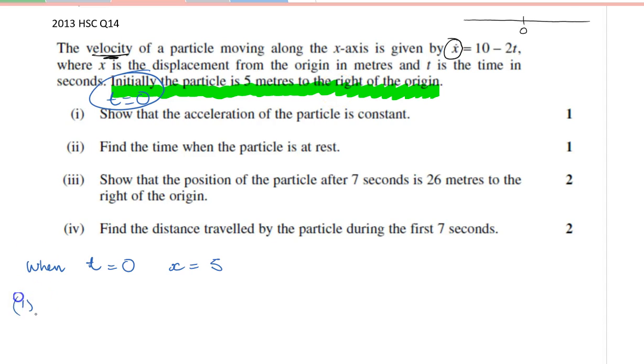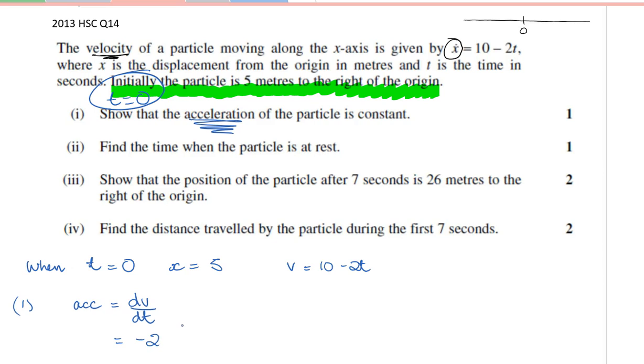Part 1. Show that the acceleration of the particle is constant. What does that mean? It shouldn't have any t's in it. It's just a number. So how do we get acceleration? Acceleration is dv/dt, and I think that is what we would use in this case. Instead of using the notation x dot, I'm going to write v is 10 minus 2t. Now, acceleration being dv/dt, I differentiate my v with respect to t, and all I've got is -2.